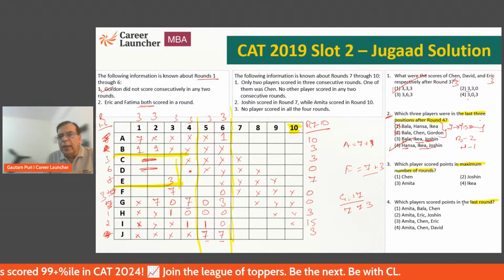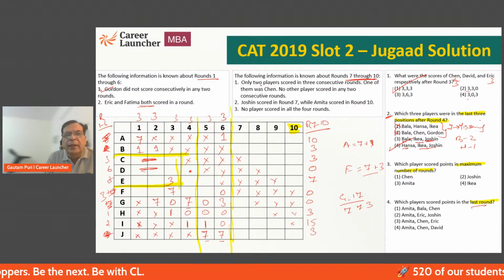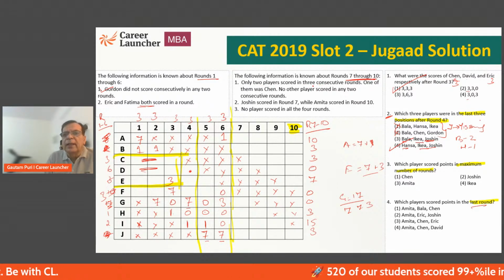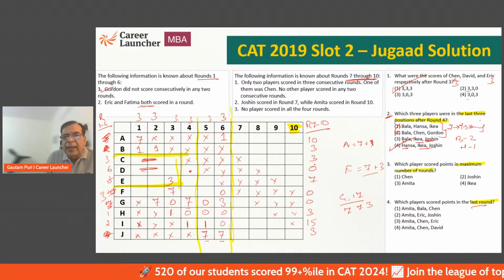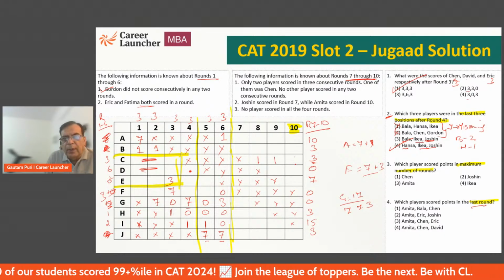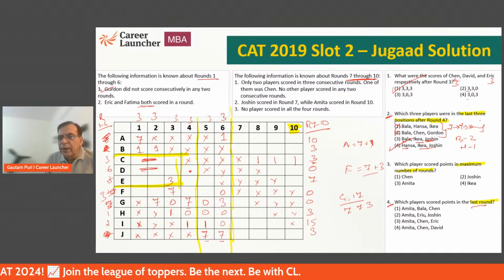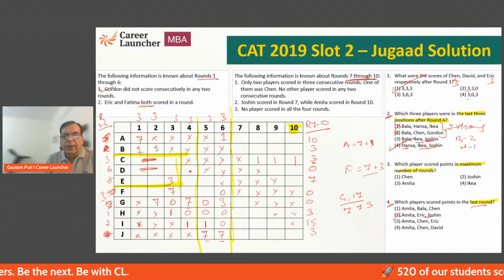And now when we move to the other side and focus on the last round. Okay. Look at the statements for rounds 7 through 10. Only 2 players scored in 3 consecutive rounds. One of them was Chen. Chen has got 3 points and scored in 3 consecutive rounds, so it has to be 1, 1, 1. Okay. Which means, as far as question 4 is concerned, the answer cannot be choice 2 because Chen is missing.